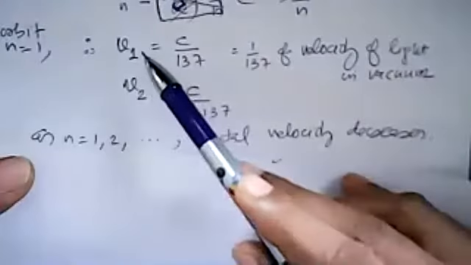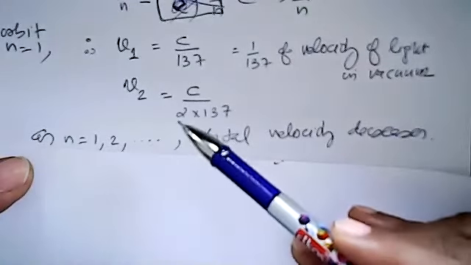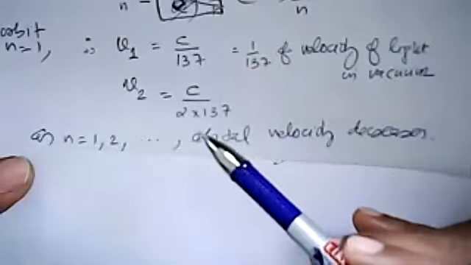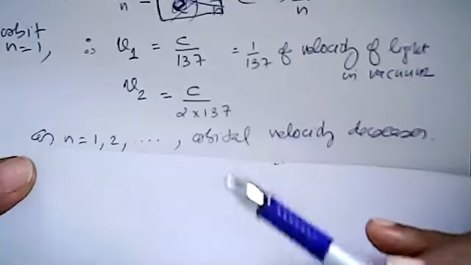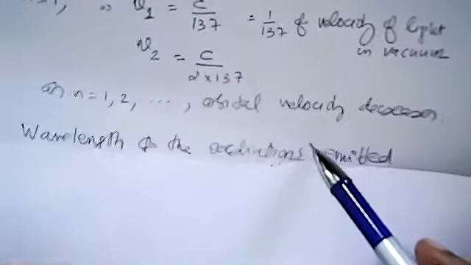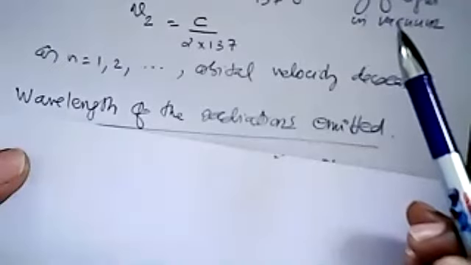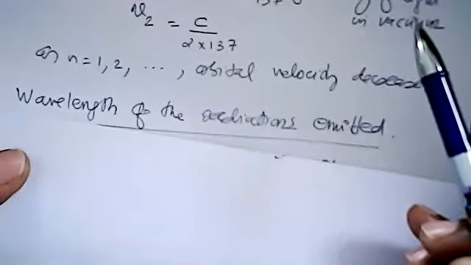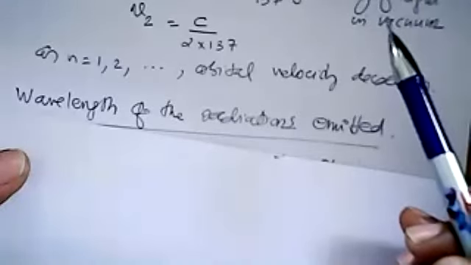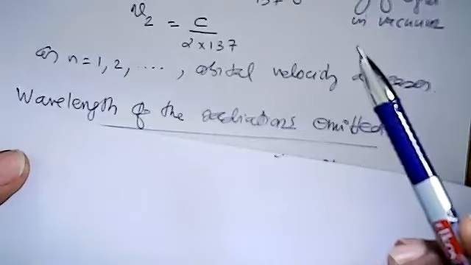So what happens is, as you go to the higher orbit, naturally velocity decreases. The fastest velocity is for the first orbit electron, then a smaller velocity for the second orbit, like that. So as n equals 1, 2, 3, and so on, orbital velocity decreases. That is the idea. So we got an idea about the radius of the electron, and the velocity of the electron in each orbit and the expression for that also. Now let us calculate the wavelength.